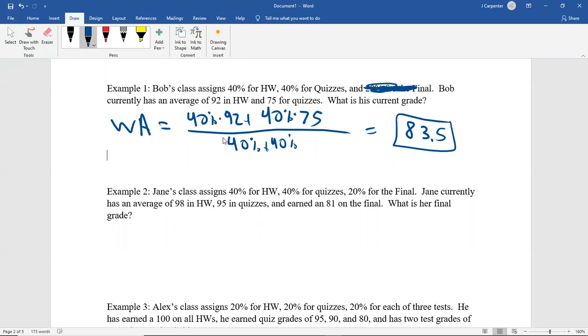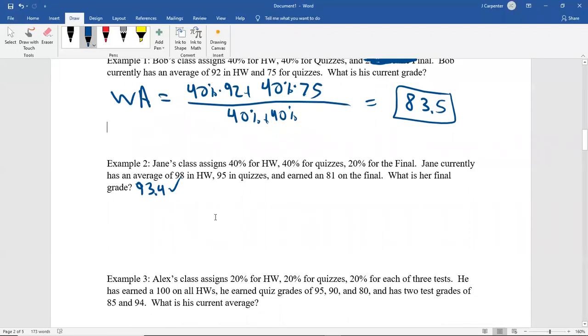Good. Have y'all gotten an answer for example 2 yet? Yes. And that is? 93.4. Yeah. 93.4 is excellent. Have y'all had a chance to discuss it? Okay. Well, we'll go ahead and talk about why it is. So it's the same weights, 40, 40, 20, different grades, and the final's actually been taken.